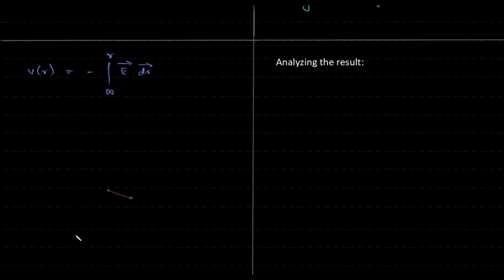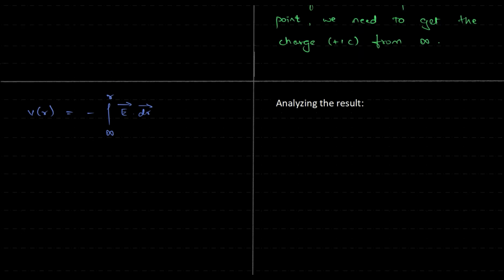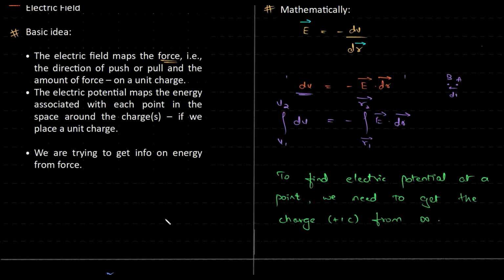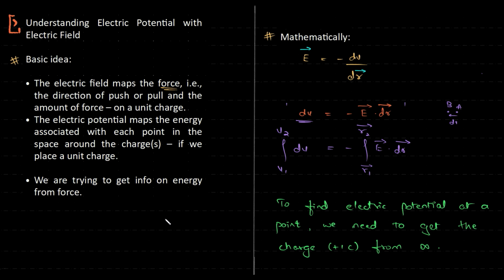All we have to do is we are trying to figure out a potential at a point. How can we do that? All we have to do is figure out the work to carry the 1 coulomb charge from infinity to a particular point R, which is R units away from a source charge.